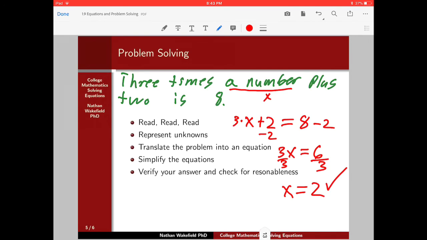Now I want to verify my answer. What can I do? I can check: 3 times 2 plus 2 is 8. 3 times 2 is 6, plus 2 is equal to 8. So I verified my answer. If you follow through these steps, this is a basic outline of how to solve word problems. It'll get you a good way along the path.